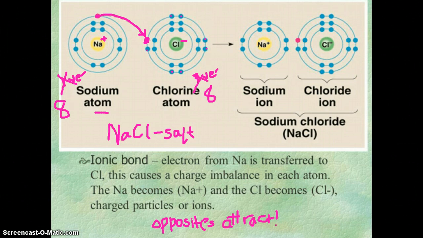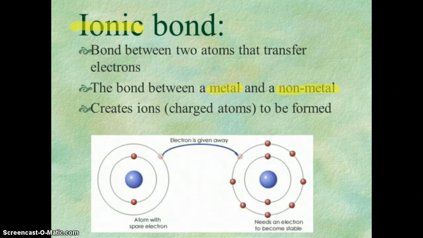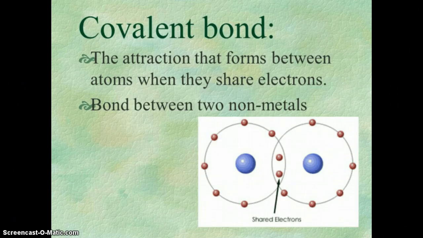We're going to do more practice, so if that didn't make sense, don't freak out. Okay, I'm going to go back a slide. Just remember, ionic bonds are between a metal and a nonmetal. When you see a metal and a nonmetal bonding, you know one is going to be giving away to the other. All right, covalent bond is the other type. A covalent bond is the attraction that forms between atoms when they share electrons. This is a bond between two nonmetals.